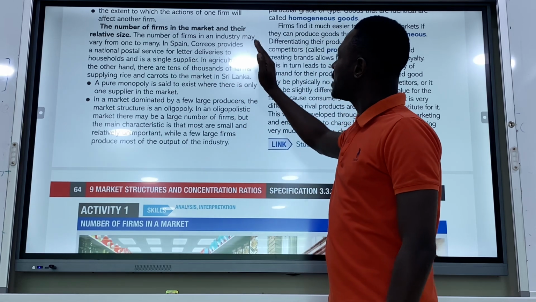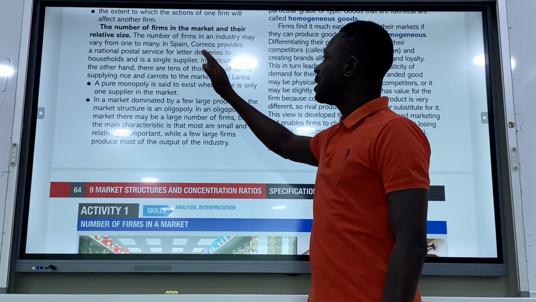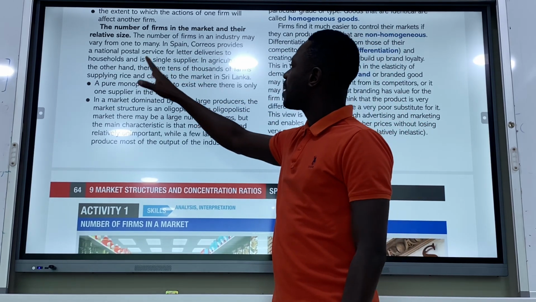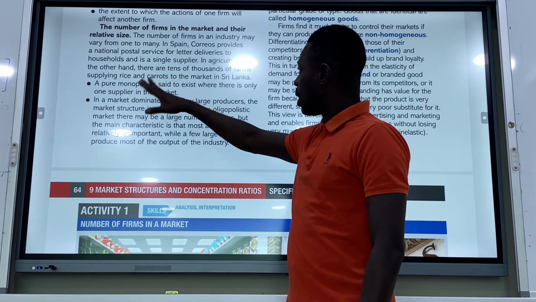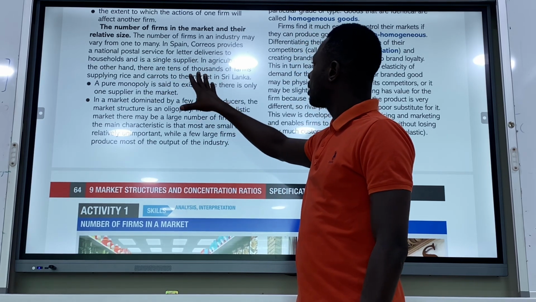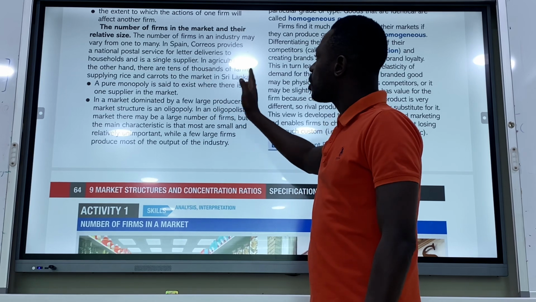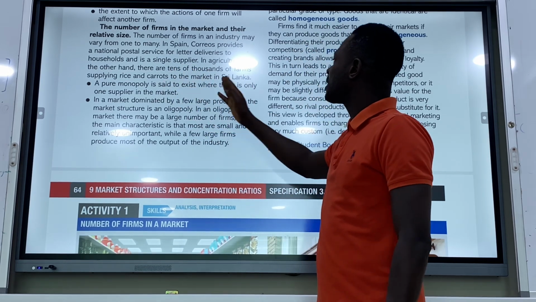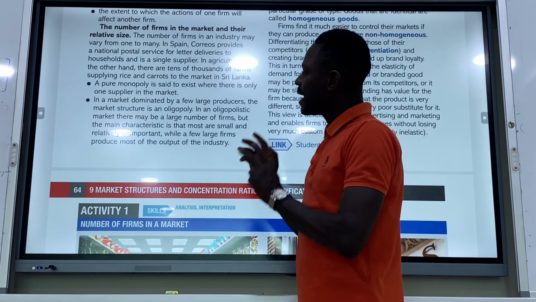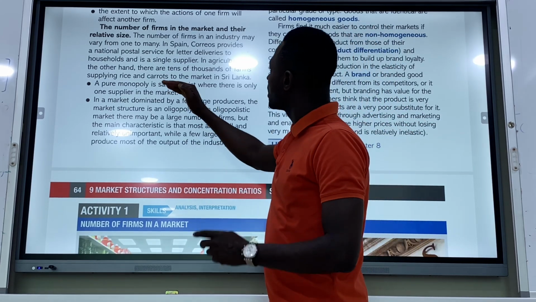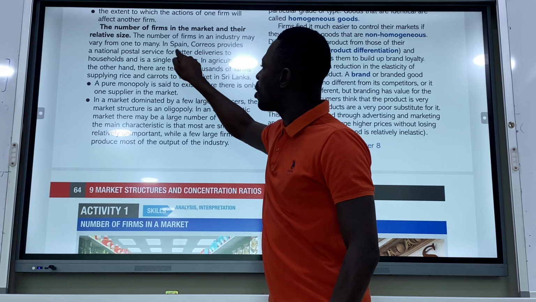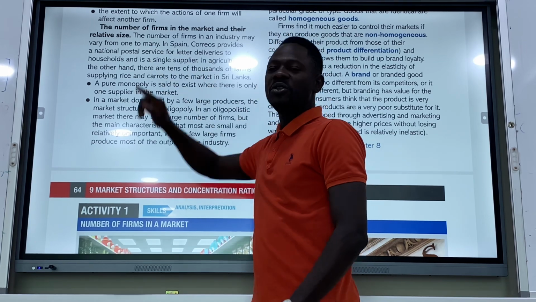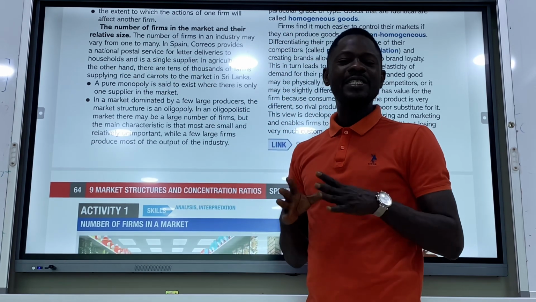The number of firms in an industry may vary from one to many. In Spain, couriers provide a national postal service for letter deliveries to households and is a single supplier. In agriculture, on the other hand, there are tens of thousands of farms supplying rice and carrots to the market in Sri Lanka. So there are two things here. The first one is a single supplier. When we talk about a single supplier, we're talking about a pure monopoly. So this is a monopoly.